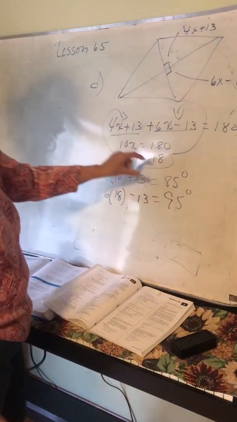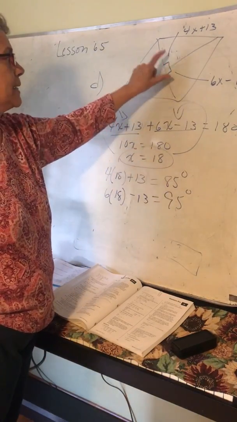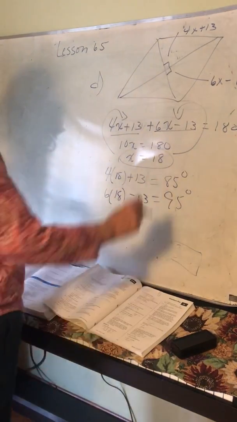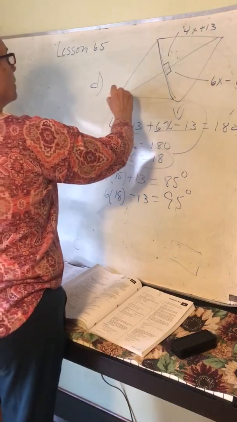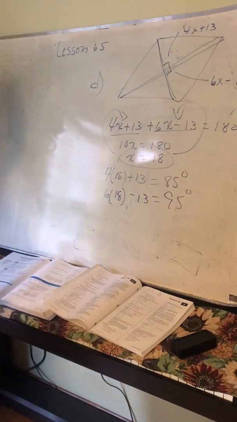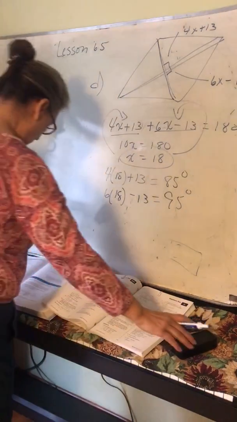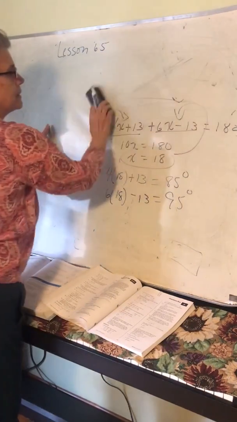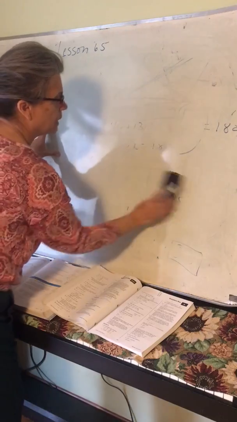Even though they both add to 180, they do not equal 90. They have to equal 90. Each one has to be 90 because the rhombus rule is perpendicular diagonals. So this is not a rhombus. And let's do E. We'll go ahead and do E.